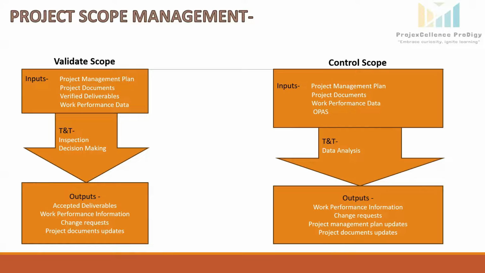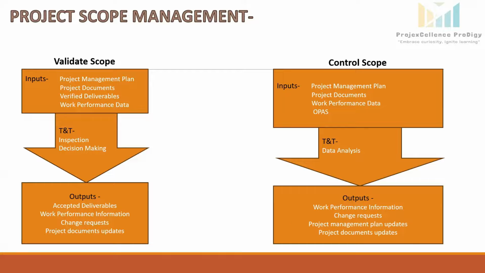Tools and techniques. Inspection involves activities like measuring, checking, and verifying to see if the work and deliverables meet the required standards and criteria for acceptance. Decision making. In this process, the stakeholders review the deliverables and decide whether to accept or reject them. This often involves formal meetings and documented approvals.